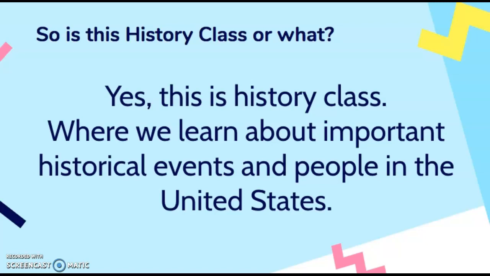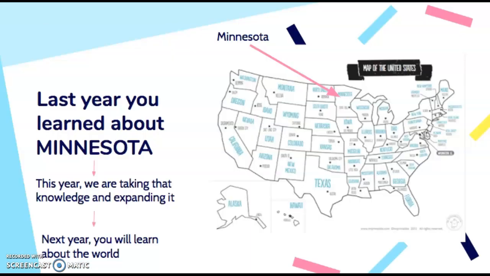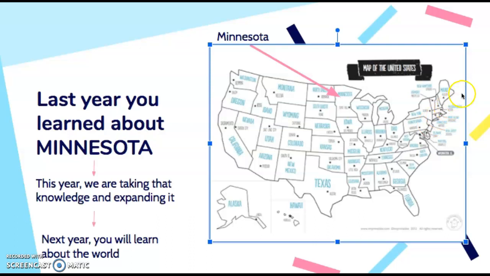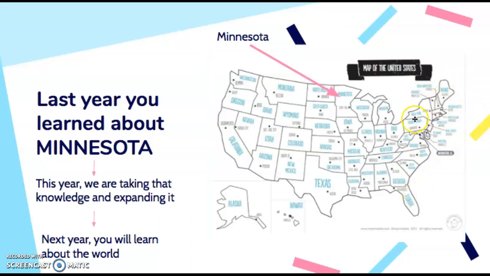So, as I mentioned, yes, this is your history class, and we're going to learn about important historical events and people in the United States. So, last year, you spent a lot of time learning about Minnesota in Minnesota Studies, and this is where we are. This year, we're going to be spending a lot of time learning about all of these different places. And we're going to begin what we do in this part of the country right here, which is where the first colonies were created. And next year, you will learn much more about the world in the class that you will have called Global Studies.